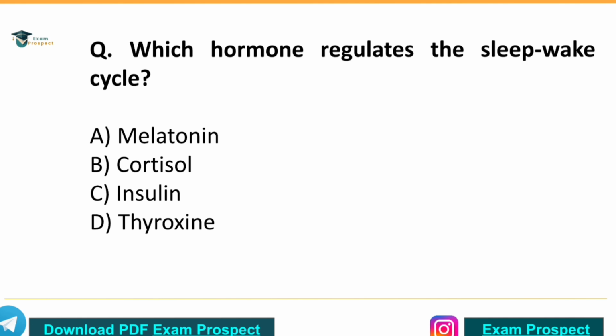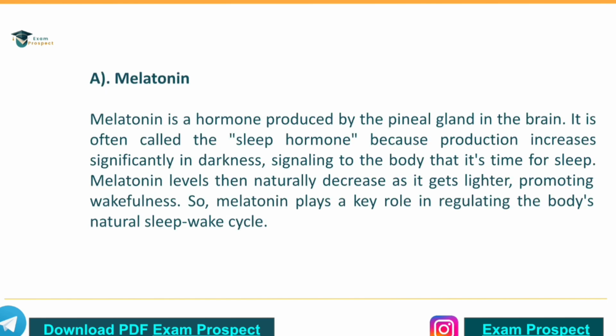Next question, which hormone regulates the sleep-wake cycle? Correct answer is option A, melatonin. Melatonin is a hormone produced by the pineal gland in the brain. It is often called a sleep hormone because production increases significantly in darkness, signaling to the body that it's time for sleep. Melatonin levels then naturally decrease as it gets lighter, promoting wakefulness. So melatonin plays a key role in regulating the body's natural sleep-wake cycle.